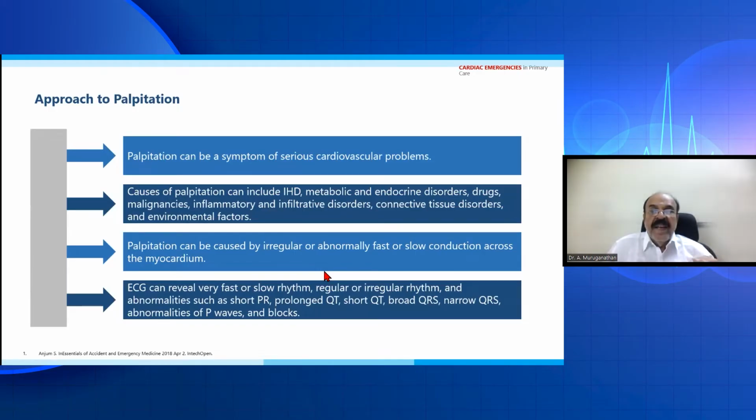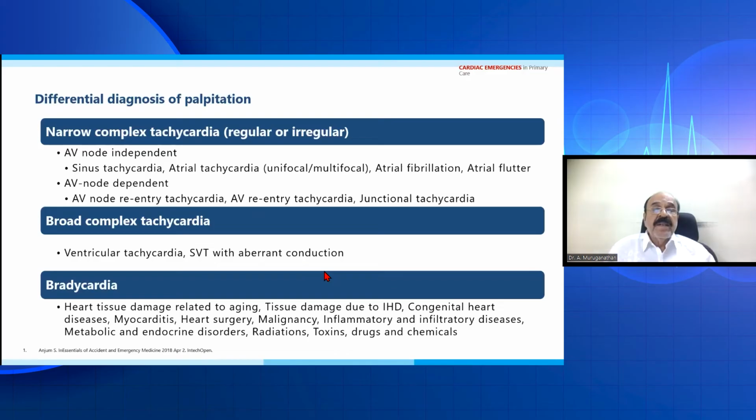It can be caused by irregular, abnormally fast or slow conduction across the myocardium. You can have SVT or ventricular tachycardia. ECG can reveal very fast or slow rhythm, regular or irregular, short PR, prolonged QT, short QT, broad QRS, narrow QRS, abnormalities of P waves, and blocks. So ECG is a very important tool to diagnose the cause of palpitation.